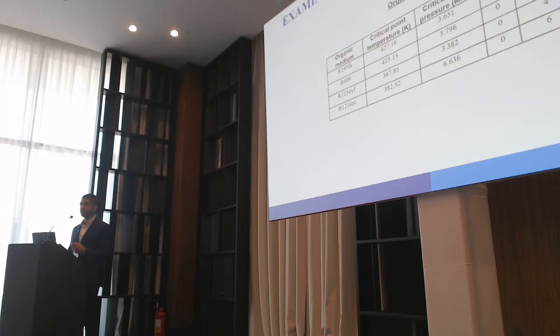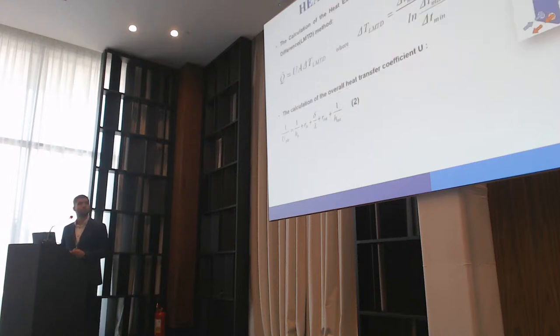Four different organic mediums have been examined in different combinations for both loops. Their main properties can be seen in the table of this slide. After the energy analysis, a heat transfer analysis is carried out in order to calculate the necessary heat exchanger area of the system. This calculation is based on the logarithmic mean temperature difference method.